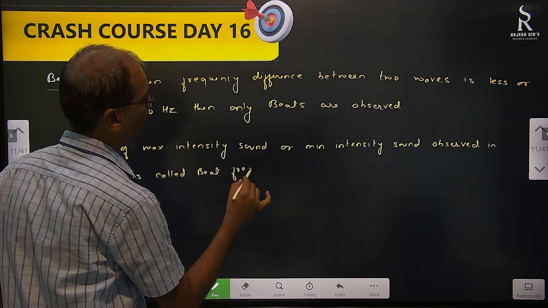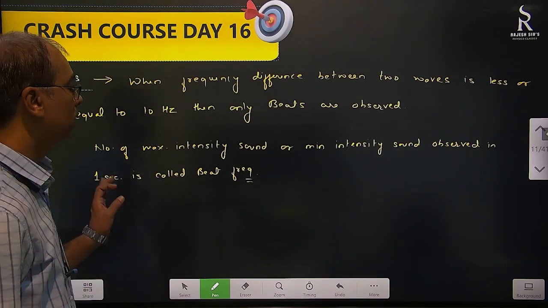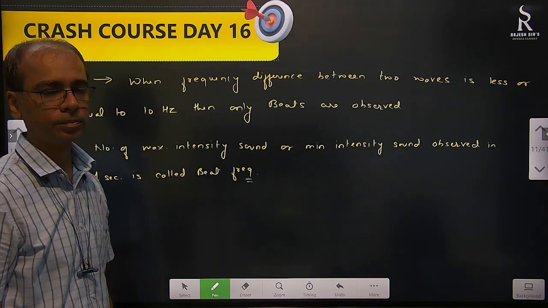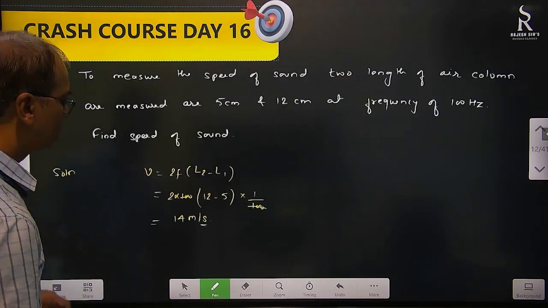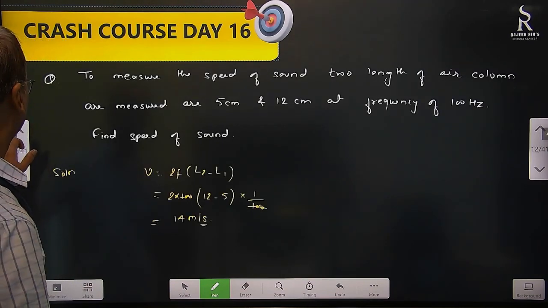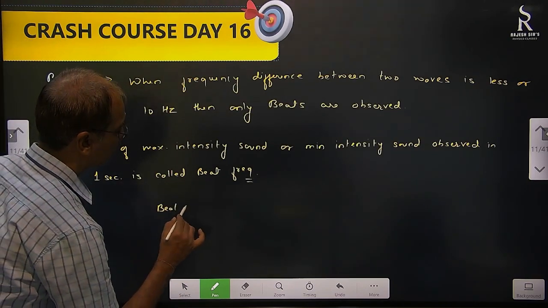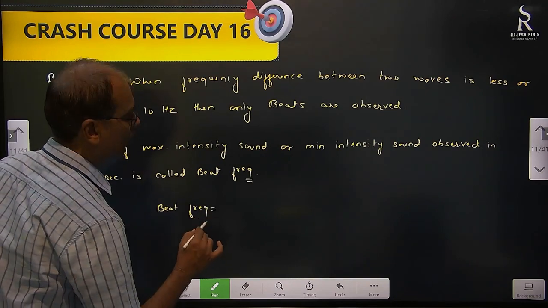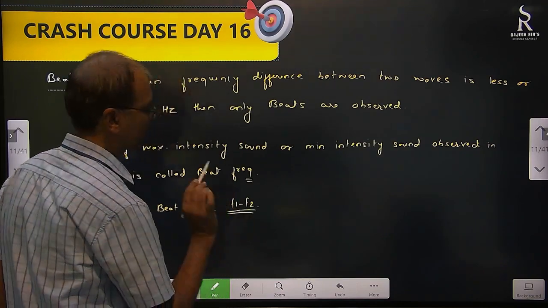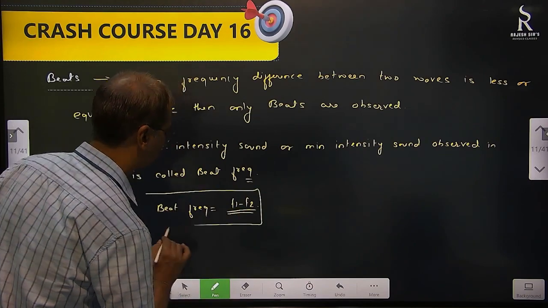And this happens only when there is a difference between the frequencies of two sources, or two waves which are going to interfere. So what do we know about beat frequency? Beat frequency is actually the difference between the frequencies of two interfering waves. That's all. Nothing much we should know about that. Beat frequency is f1 minus f2.